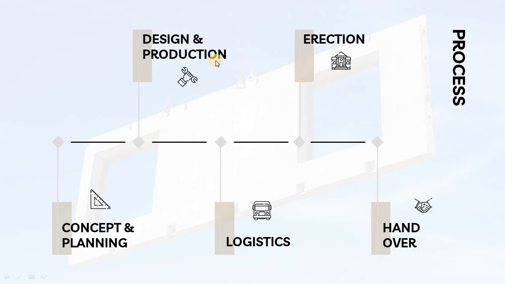After the design, the production will proceed, where the elements will be casted in the factory as per the planning and as per the requirement. And then after the production, the element will be stored in the factory stockyard, where it will be treated with the curing and finishing and everything. And then the element will be transported in special logistics, and that will be properly looked after to avoid any damages.